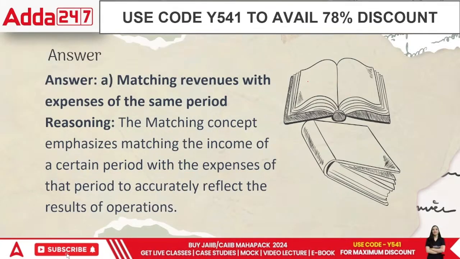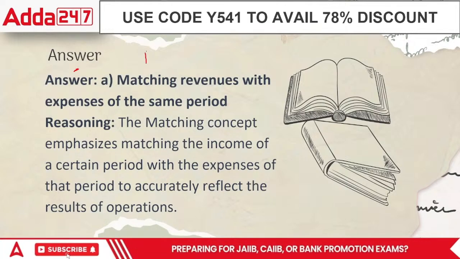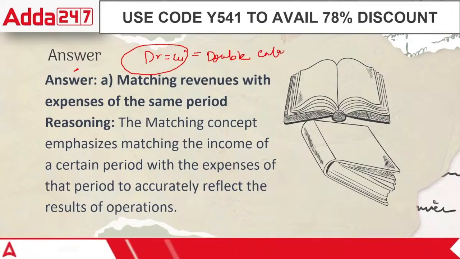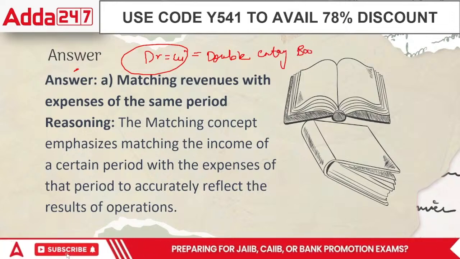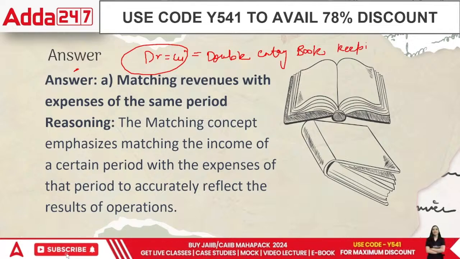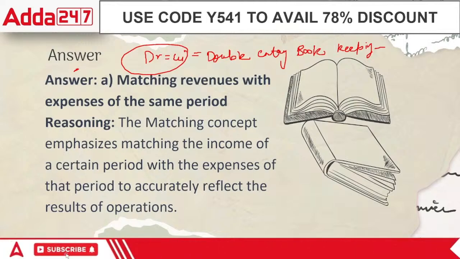Normally, people think that the matching concept would mean debit is equal to credit, which is wrong. Debit is equal to credit is basically double entry bookkeeping. This is as per double entry bookkeeping, which states that whenever we do something, we have it from two aspects, that is, from the debit aspect as well as the credit aspect.